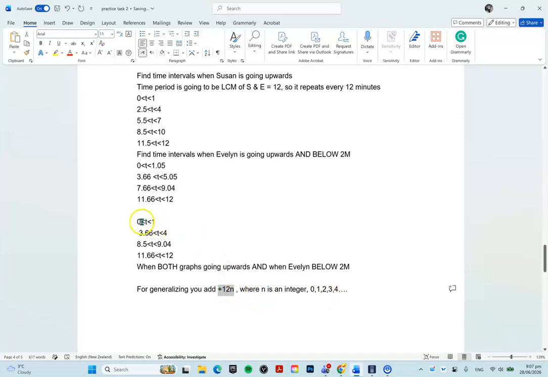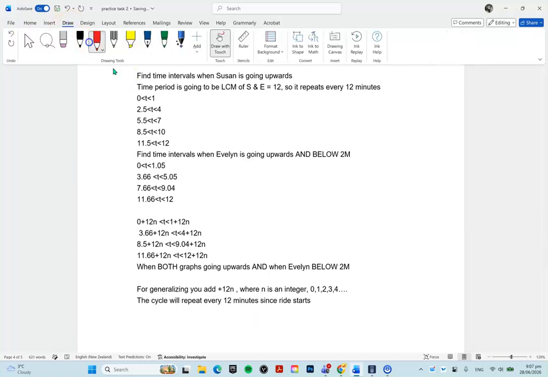So I'm going to do that now. So plus 12n, all of them, okay? Every single one needs the plus 12n, right? And that's basically just saying the cycle will repeat every 12 minutes since the ride starts. Okay. And if you can get all the way up to here, that is your excellence. You need to get everything right.